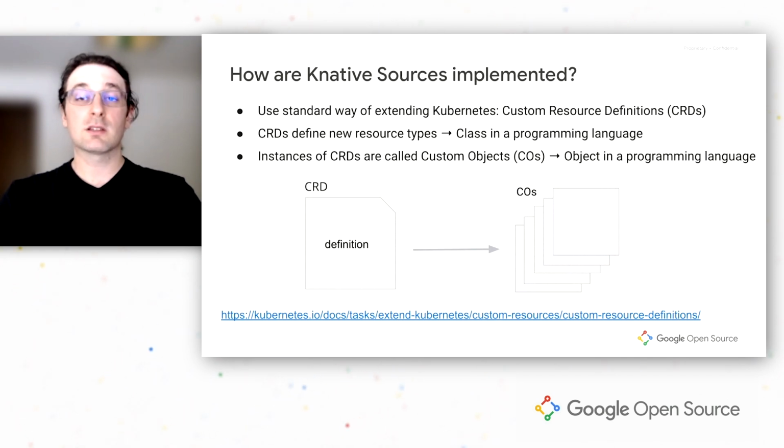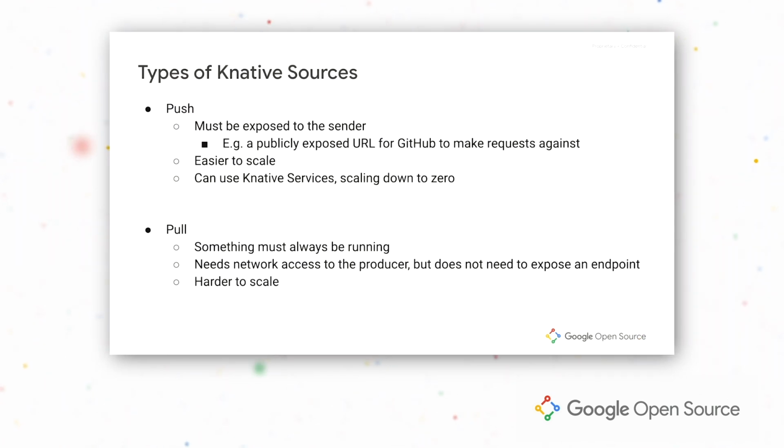CRDs define new resource types similar to a class in a programming language. We then can create instances of this CRD called a custom object, or CO. These are similar to instances in a programming language. If you would like more information about this, the link below has the official documentation about CRDs. Broadly speaking, we have two types of sources, push-based sources and pull-based sources.